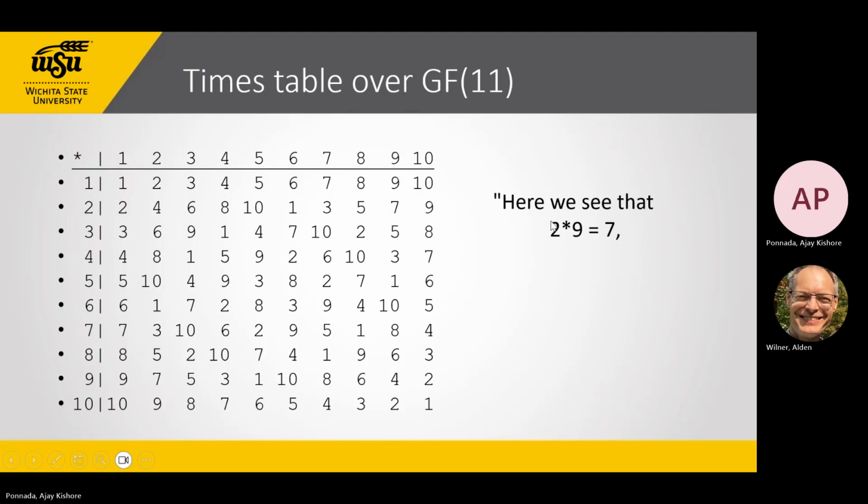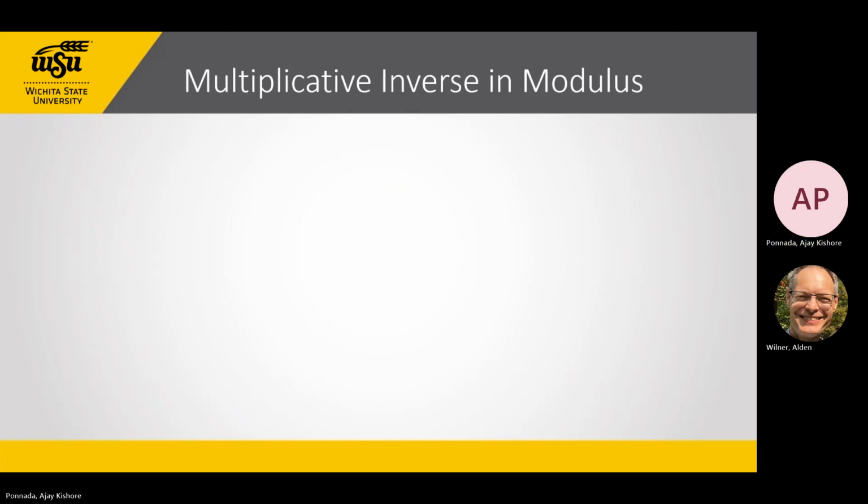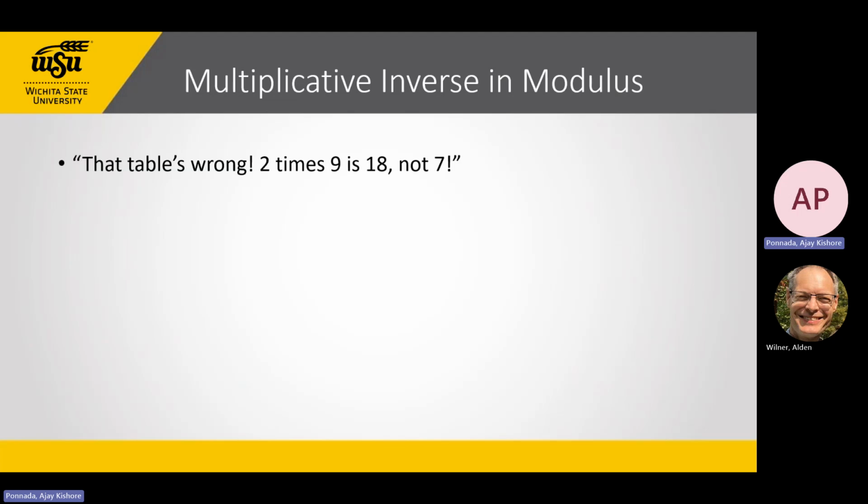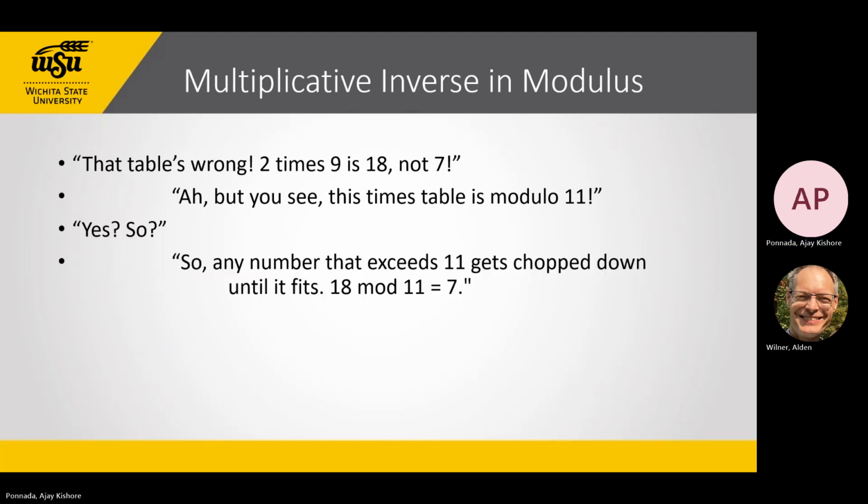Here we see 2 times 9 is 7 and 1 by 5 is 9. But multiplicative inverse in modulus, so that looks like a wrong table. 2 times 9 is 18, not 7. But you see this times table is modulus 11. So we are doing mod 11 if the number exceeds 10. So 18 mod 11 is 7.